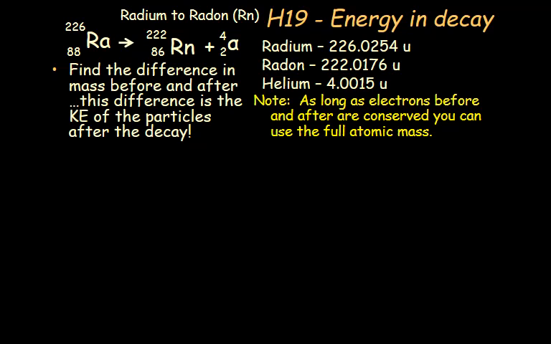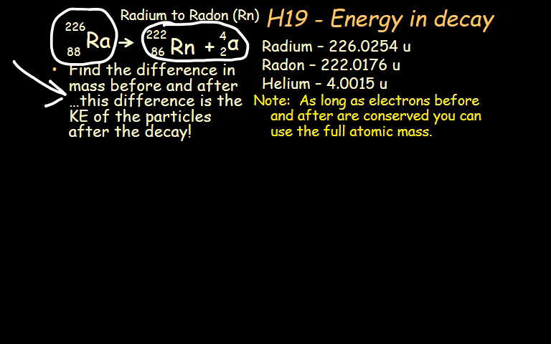Here's radium to radon, so we have radium-226 and then radon, and then an alpha particle shoots out. What we want to do is find the difference in mass before and after, and that will be the kinetic energy given to the particles after the decay. Remember, mass and energy are equivalent, so you can't just separate one from the other. We're going to get a difference in mass here. The radium together is going to be a different mass than adding these two up, because you're going to have some energy left over afterwards, and that's going to be given to the particles.